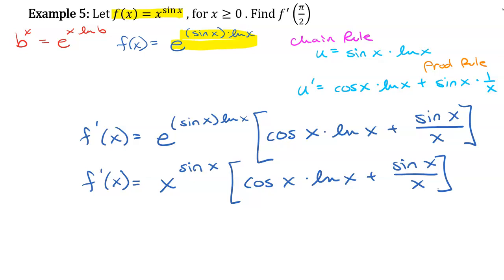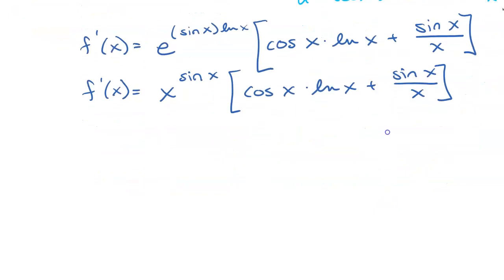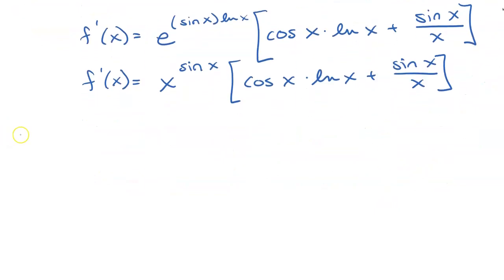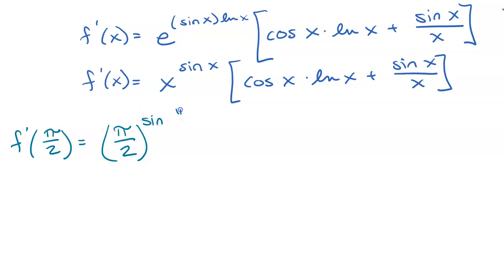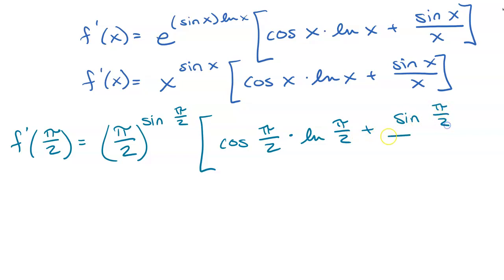Of course, that's not actually the question they ask us, is it? They wanted us to find f prime of pi over 2. So let's do that. So f prime of pi over 2, anywhere we see an x, we're going to put pi over 2. Simple substitution. Don't try to simplify yet. Just do simple substitution.